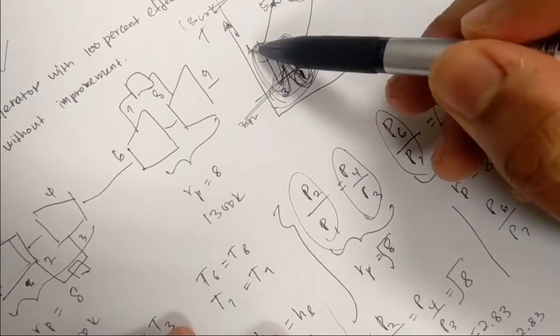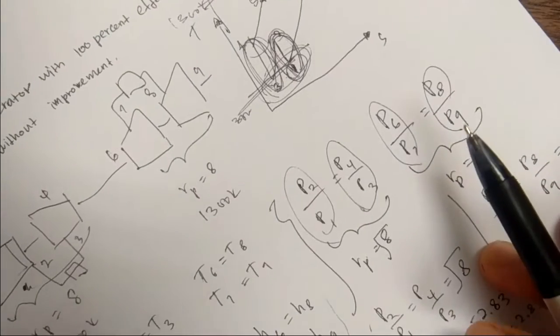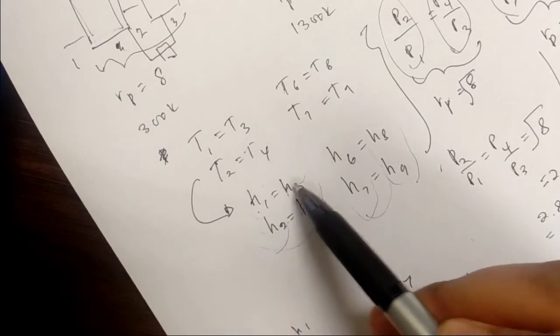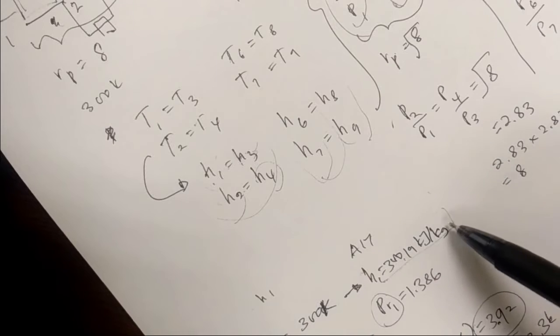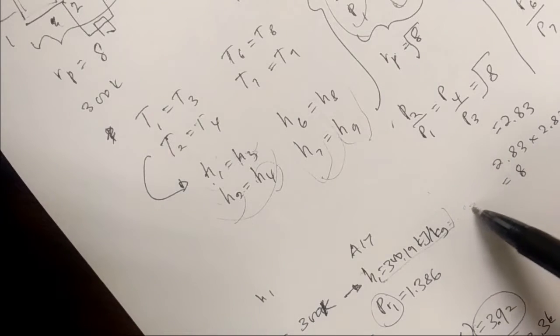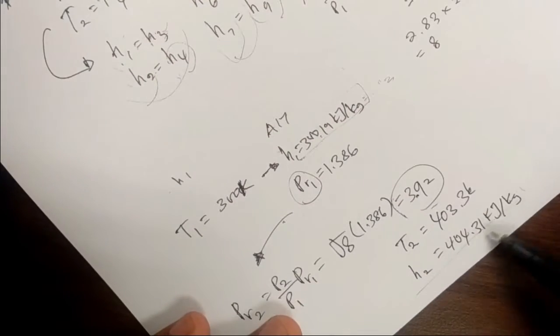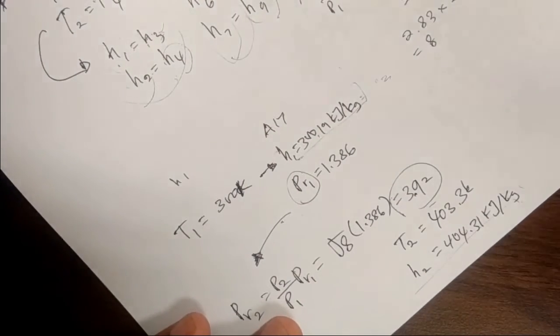Okay, so how about state 3 and 4? You don't need to find the value of enthalpy, because if you look here, H1 is equal to H3, so this value also represents H3. H2 is equal to H4, so this value is also for H4.